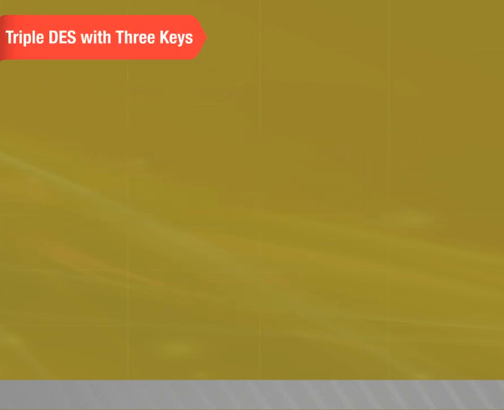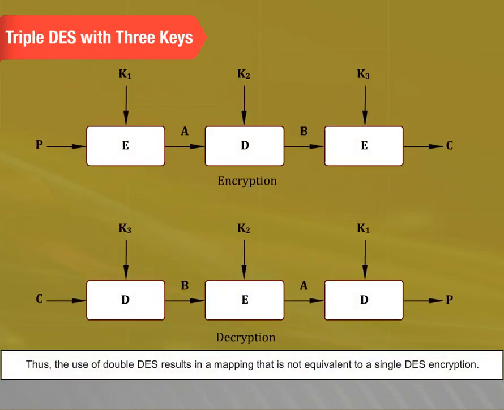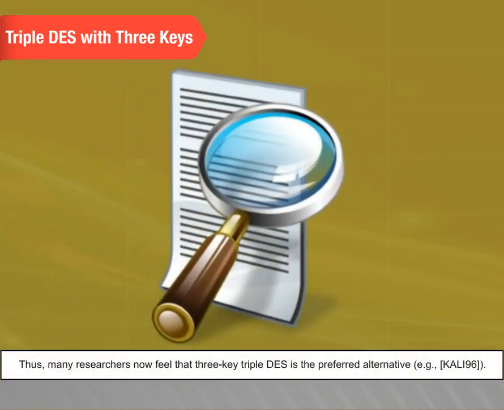Triple DES with 3 keys. Thus, the use of double DES results in a mapping that is not equivalent to a single DES encryption. Thus, many researchers now feel that 3-key Triple DES is the preferred alternative, for example, Kali 96.